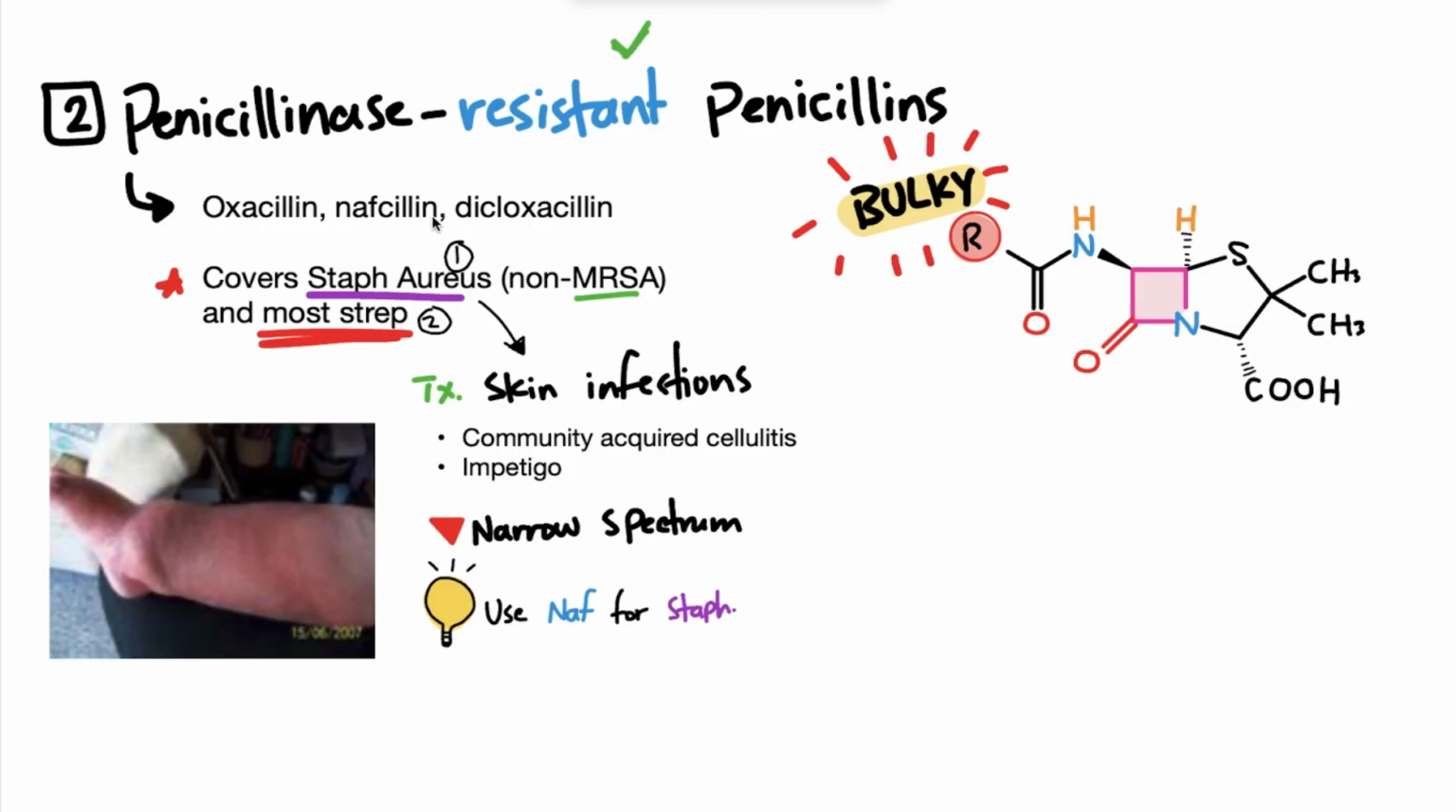Both of these are normal skin flora, and therefore we use these antibiotics to treat skin infections, including community-acquired cellulitis, as you can see on the screen here, and Impetigo. An important thing to remember is that they are resistant and they have a narrow spectrum, unlike the ones that are sensitive. And what really makes them resistant is their bulky side chain. It's so bulky that it protects the beta-lactam ring.